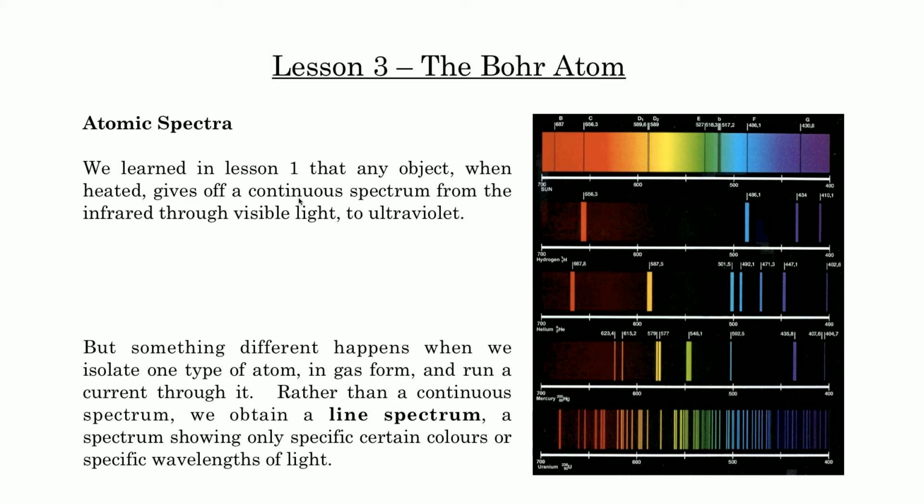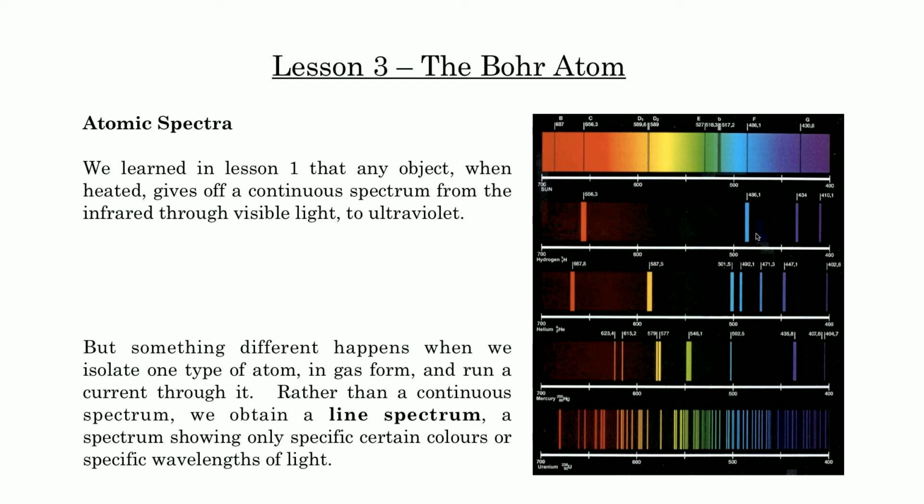emitted. And so in lesson one, we learned that any object, when it's heated, gives off this continuous spectrum of infrared through visible all the way to ultraviolet. Okay? But something very, very different happens when we isolate one type of atom. So if we isolate one type of atom in gas form and we run a current through it, rather than a continuous spectrum, we obtain a line spectrum. And basically, it only shows certain colors or very specific wavelengths of light.